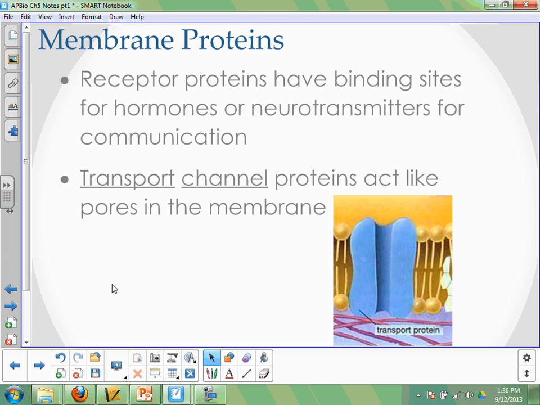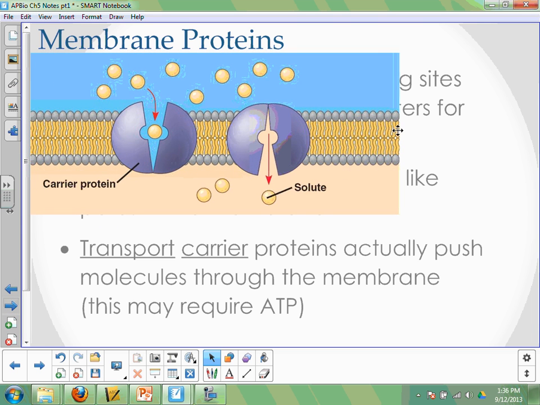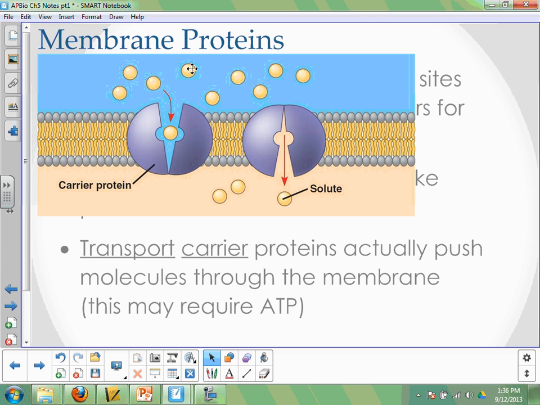it may go outside. Also, some transport proteins are what we call transport carrier proteins. The transport carrier protein, as we look at this diagram here, is something that may collect a molecule from one side of the cell. That molecule may end up inside, and the protein may actually change shape and push that molecule right through to the other side.